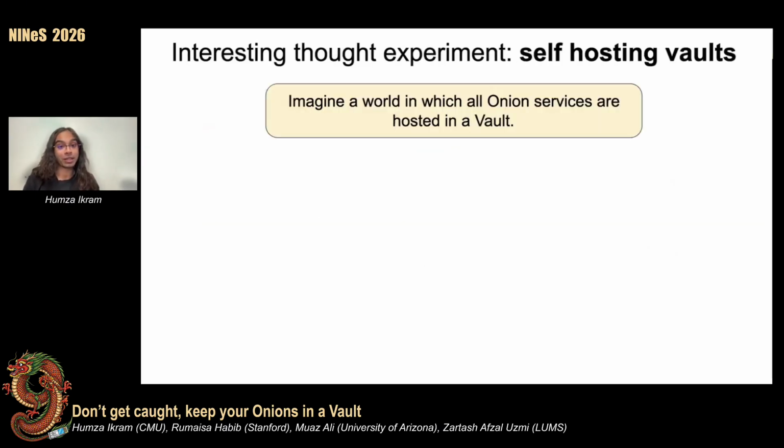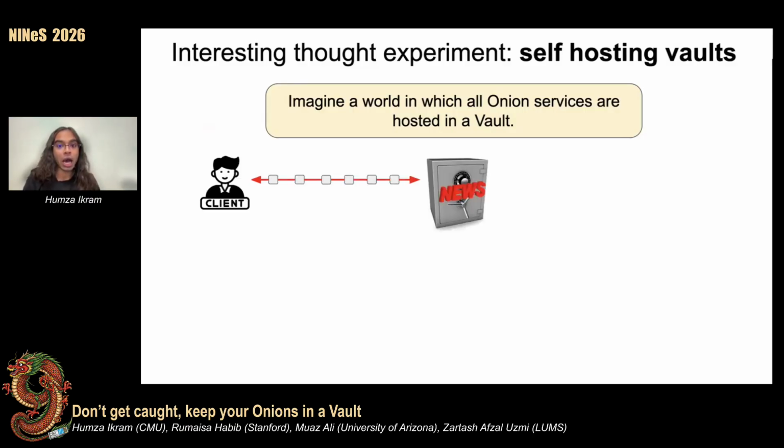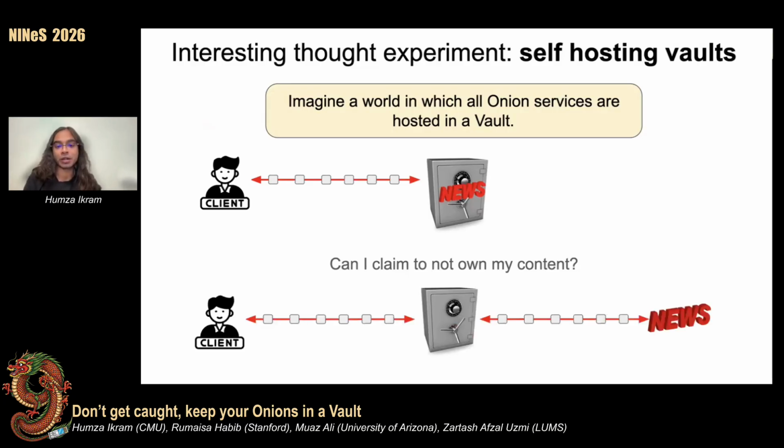There are some other interesting thought experiments too. Like imagine a world in which all onions are hosted in a vault. If, for example, you just decide to host your own content in a vault, which you happen to own as well, can you claim to an adversary that, hey, someone else uploaded this content, I am not the owner? Does that increase your plausible deniability? Does that increase the privacy of vaults or content providers? That's an interesting thing to think about as well.